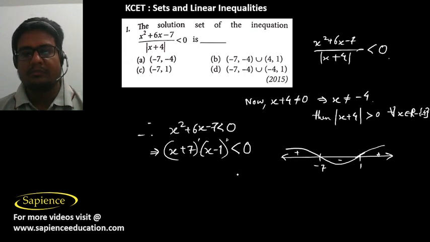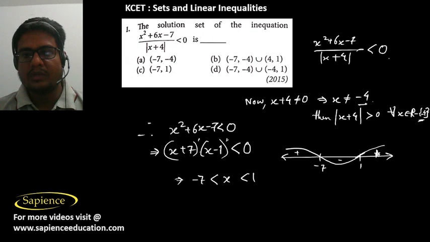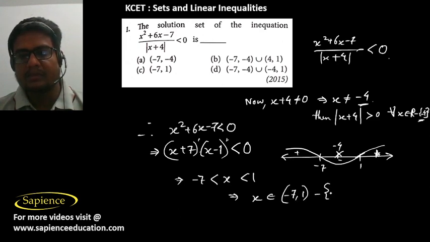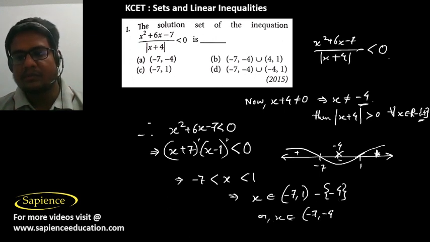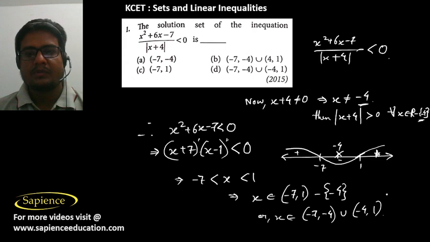Here we have to take those points at which this is less than 0. So this means that x should be greater than minus 7 and less than 1. But minus 4 is also included in this range, so that value we have to exclude. So x belongs to minus 7 to 1 minus {minus 4}, or we can write x belongs to minus 7 to minus 4 union minus 4 to 1. So option D is the correct answer.